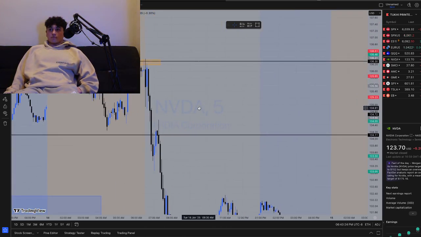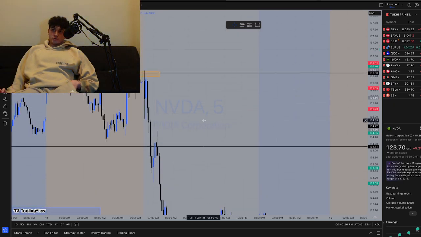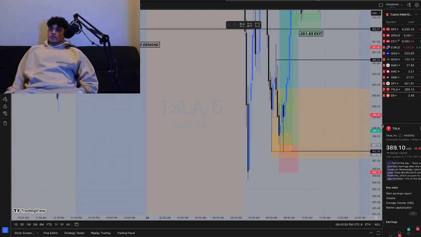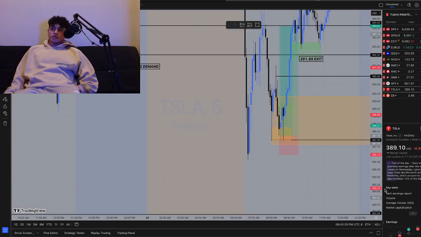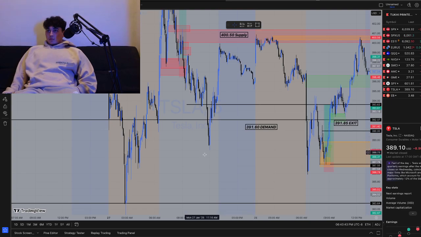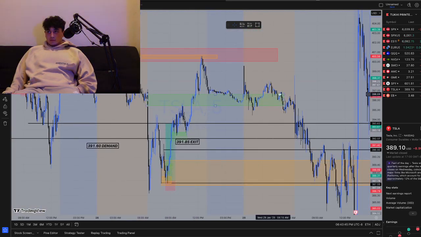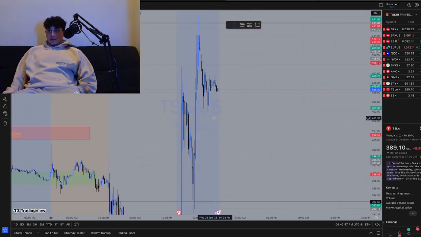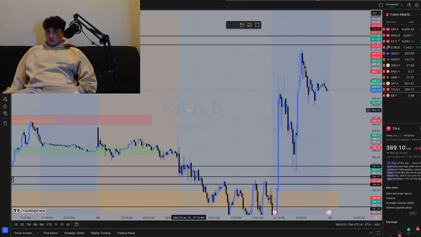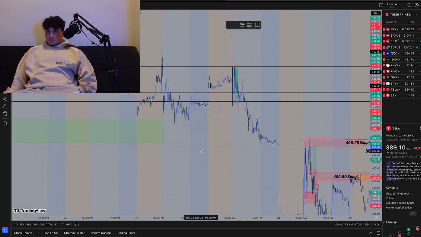Let me cover one last example of a zone not working out, and then I will wrap things up. But like I said too, if you guys have any questions, you're confused about anything, you want me to cover anything in specific, definitely let me know. Okay. So let's go ahead and let me look for an example here.